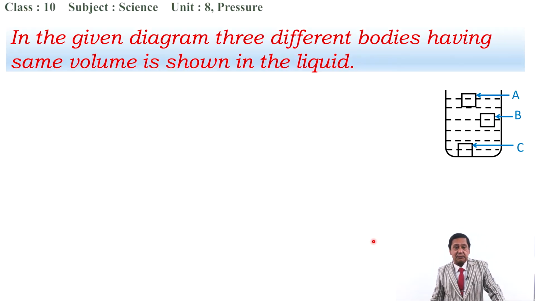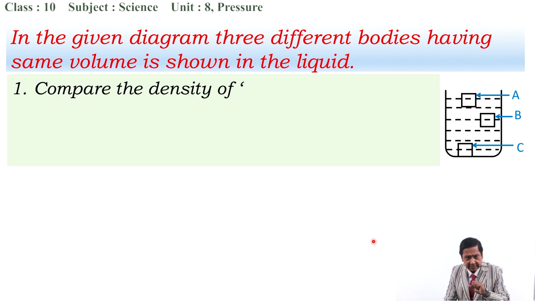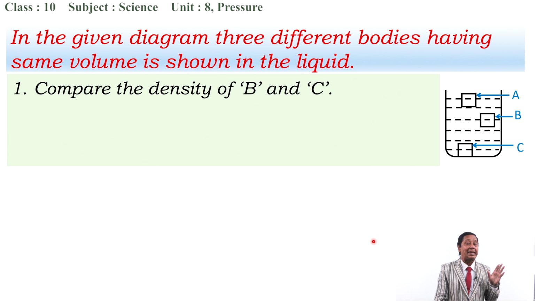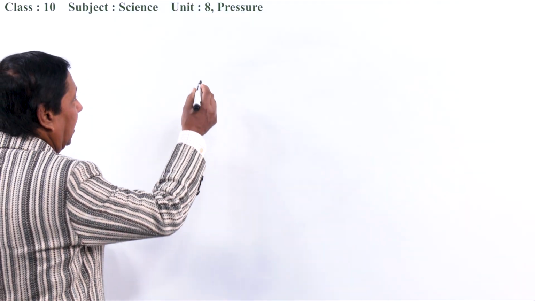In the given diagram, 3 different bodies having the same volume are shown in the liquid. A, B, C, all of them have the same volume, but they are lying differently. One is floating, another is sinking, another is suspended. Now the question is, compare the density of B and C.